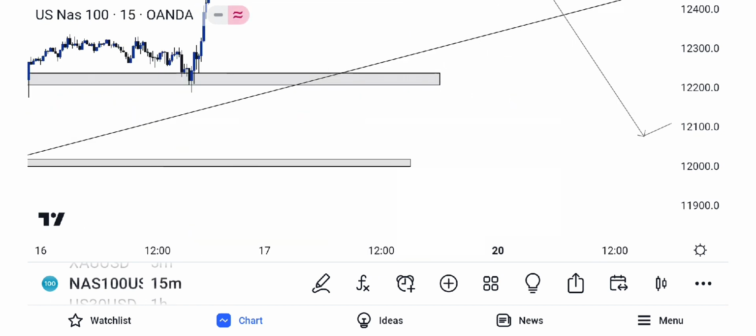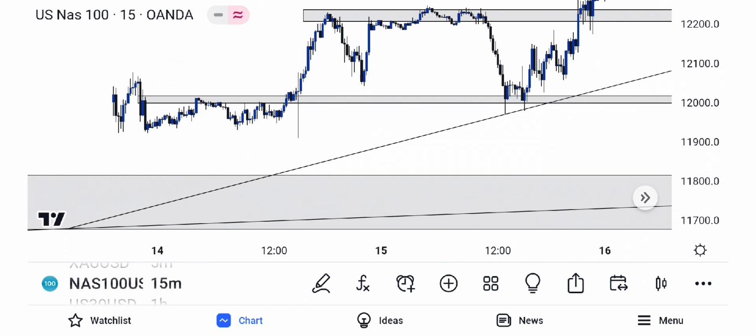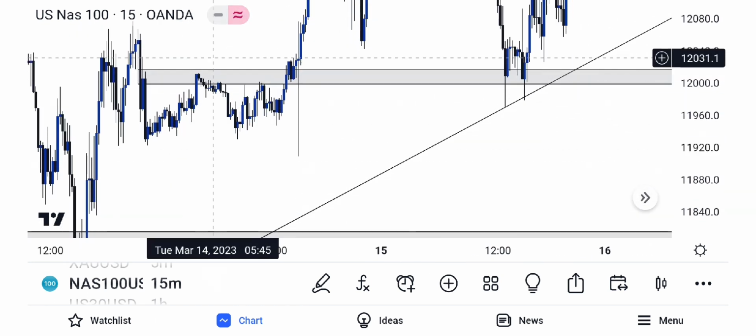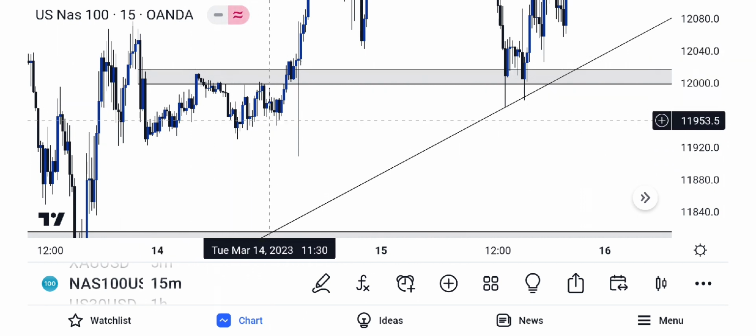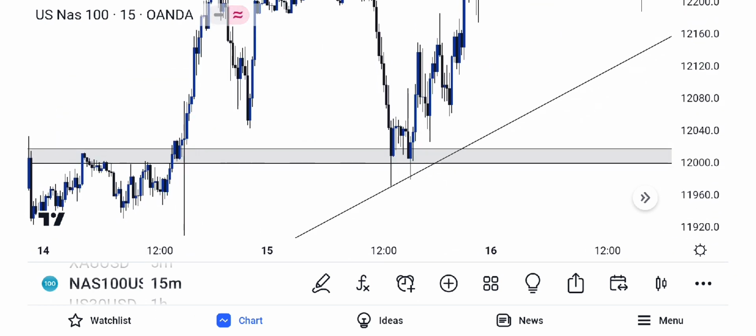Fine, guys. Now we are on the 15-minute time frame, and we're going to check the previous high that we have broken, which is this one, right? But how are we going to take our entry? We're going to wait for the market to come back to that specific high after breaking it.